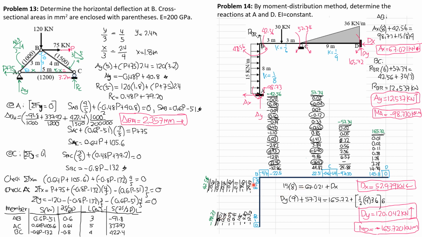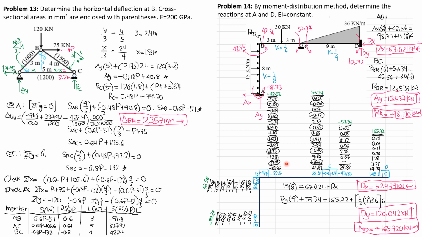So next step is carry over. Half of negative 24.64 is negative 12.32. No moment to be carried over there because the distribution factor is 0. Remember, the distributed moment is 0. So half of 44.82 is 22.41. We encircle that because that's the carried over. That's the new unbalanced moment at joint B. Half of negative 32.86 is negative 16.43. So it's also enclosed. Of course, half of nothing is nothing. Then half of 29.88, 14.94.